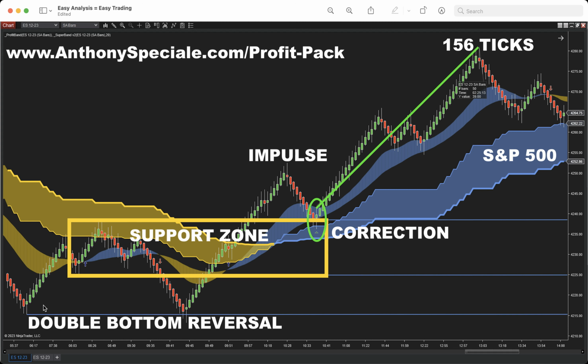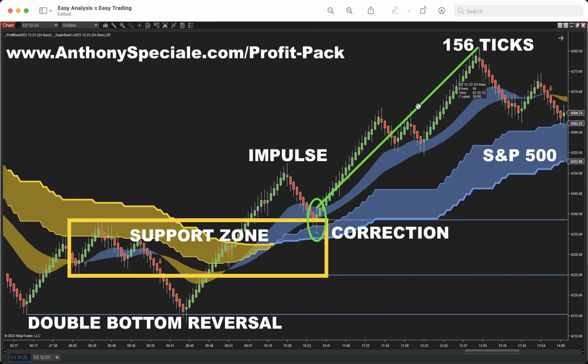But the purpose of this video: double bottom, super easy to identify using the SA bars. Consolidation, super easy to identify using the SA bars. What was once a resistance zone as price broke below it became a support zone as price broke above it. Price came back, retested the profit band, the super band, everything was in sync to see price action go higher. Here's the correction. Here's the test of support. And guys, price did not look back.